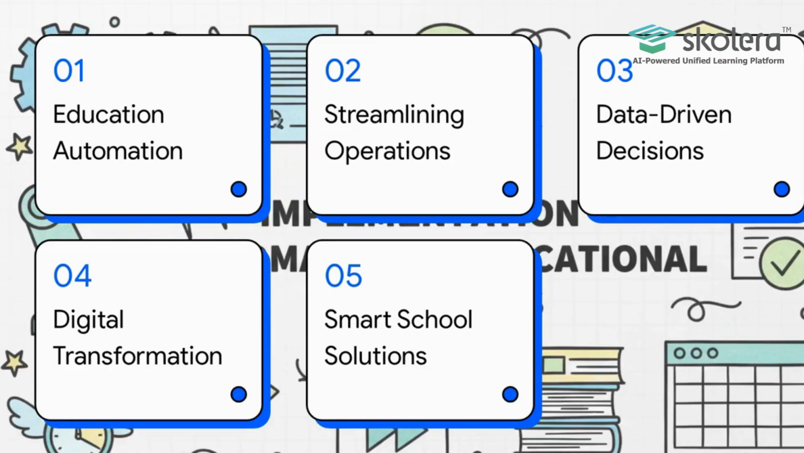Real quick, here's our roadmap for today. We're going to cover what education automation actually is, how it streamlines daily operations, and how it drives data-driven decision-making. Then we'll do a reality check on the challenges of digital transformation and wrap up with how to practically implement these smart solutions. Let's dive in.